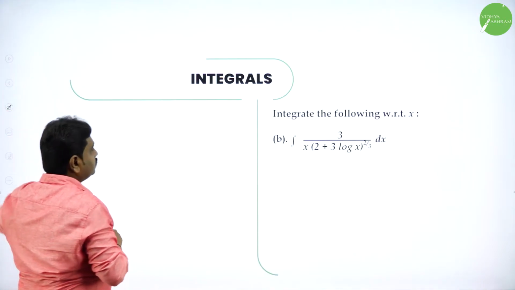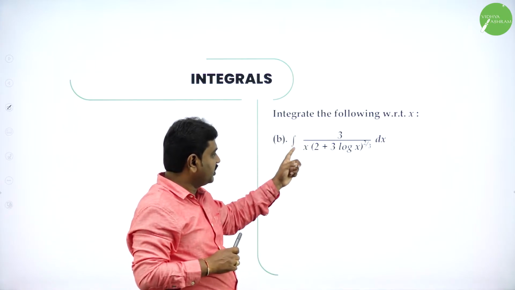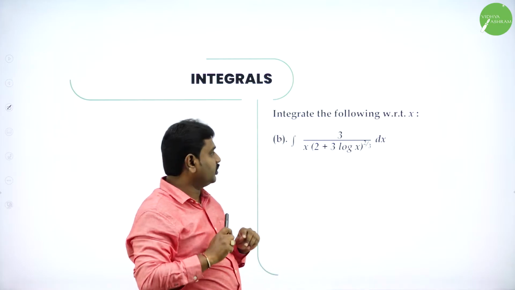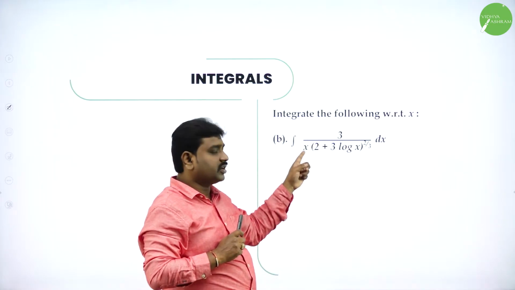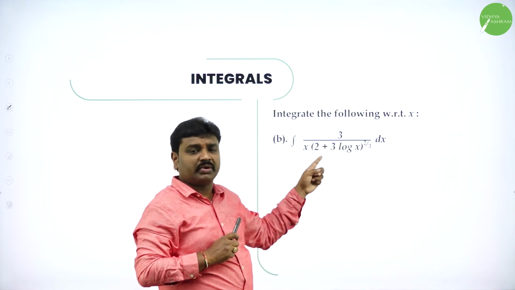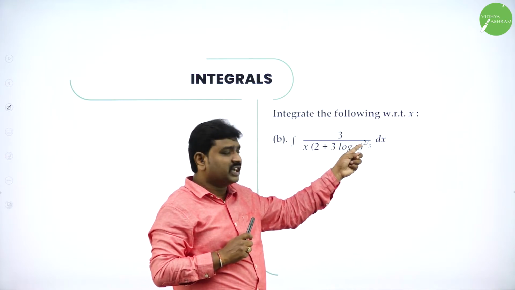Next, integration of 3 by x into 2 plus 3 log x whole power 2 by 3 dx. Observe carefully, we have 3 by x, or 1 by x into 3. So derivative of log x gives you what? 1 by x. That's why again whatever is present as base.